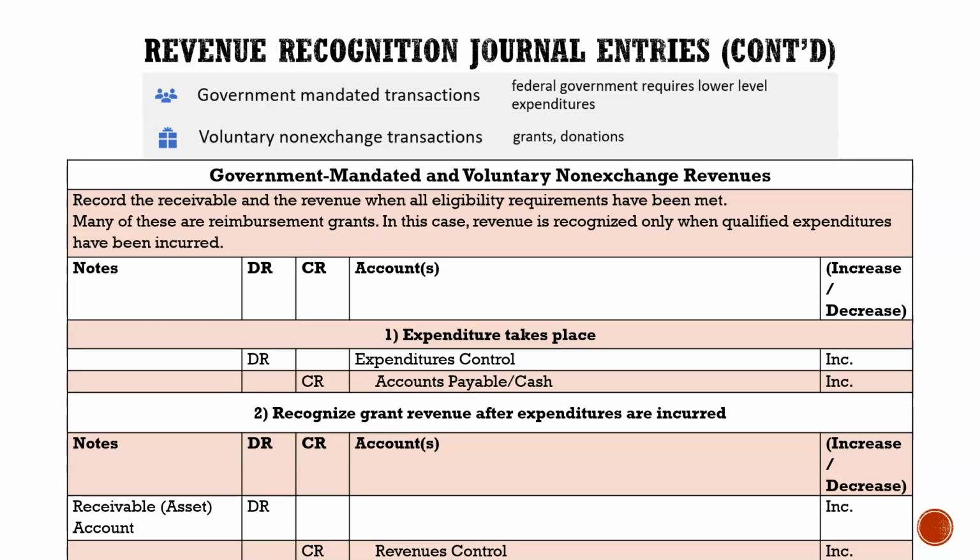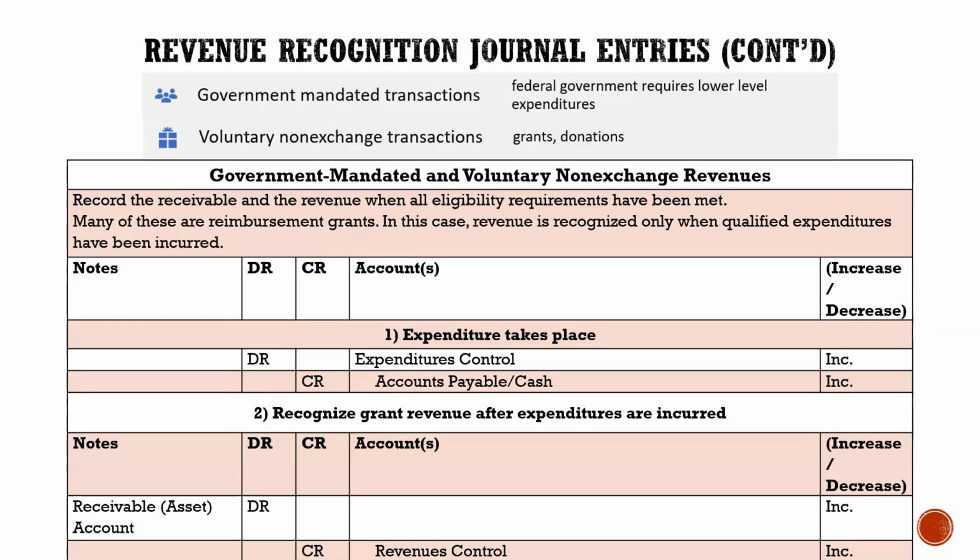So what we're going to see here is your government mandated transaction. This is your first example. Your first journal entry here is that the expenditure takes place. Very simple. You should be comfortable with this. This is just an expense journal entry, right? So expenditures control, that's your expense account. You're going to debit it to increase it. You're going to credit either your accounts payable if you're paying on credit, or cash.